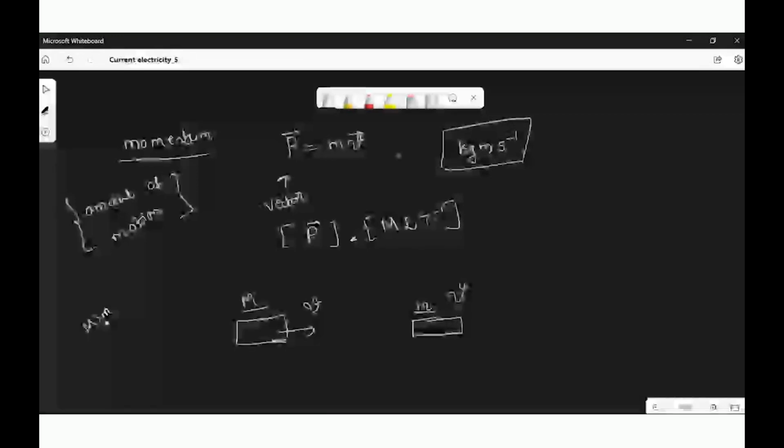Which is going to be more? Capital M. Yes, obviously the car mass is greater than the cycle, or the bicycle, or the bike mass. So I'm just taking a general example. But both are moving with the same speed, right?